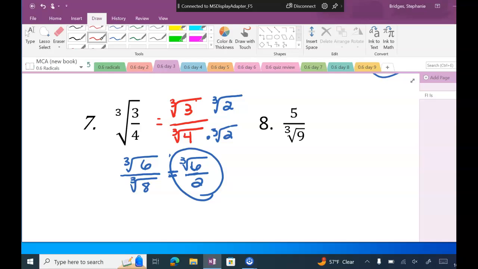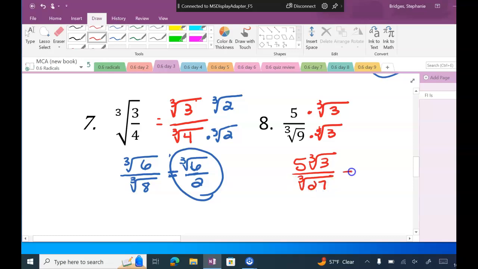So we're going to multiply the top and the bottom by the cube root of 3. Now at the top, 5 times the cube root of 3 is just 5 cube roots of 3. At the bottom, the cube root of 9 times the cube root of 3 is the cube root of 27. I'm going to leave the top alone for now. What is the cube root of 27? 3.